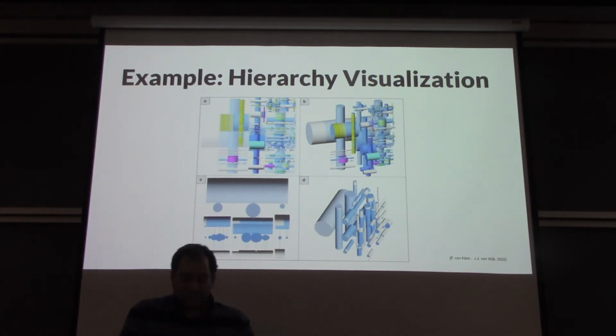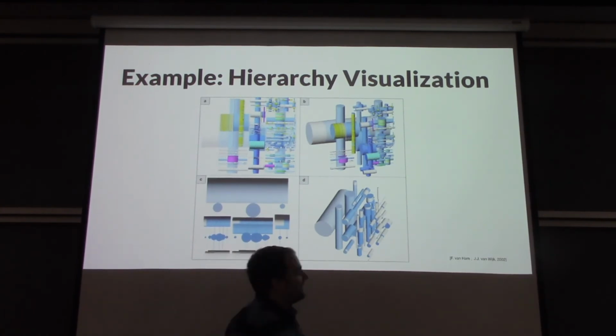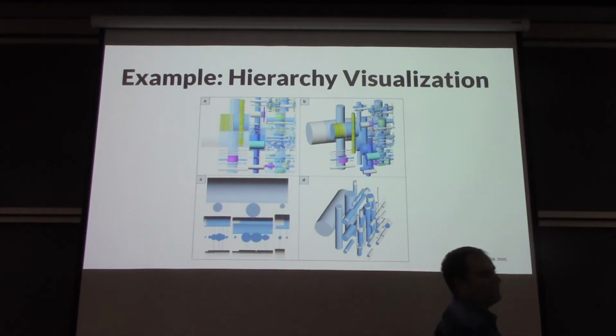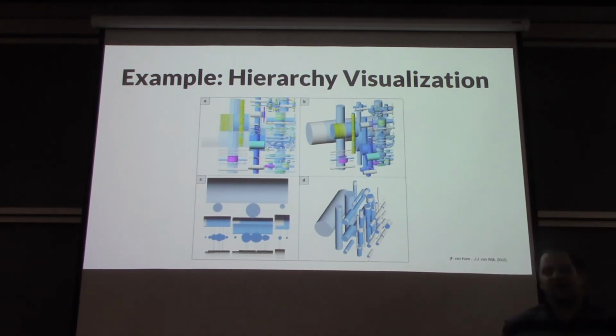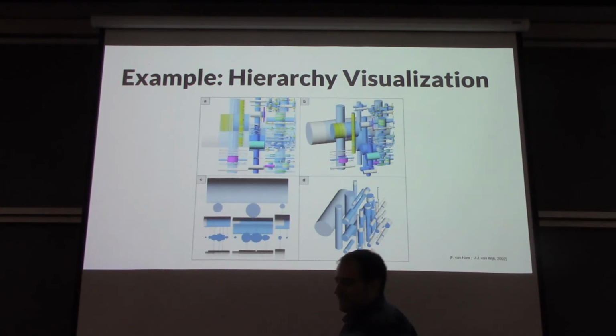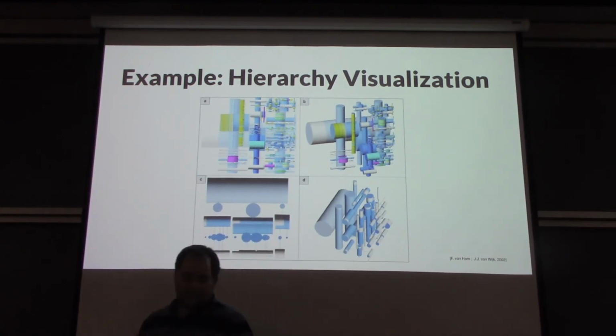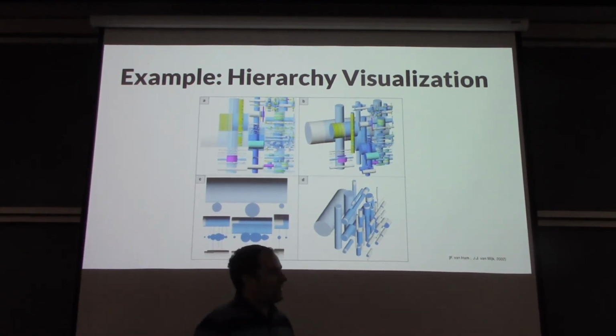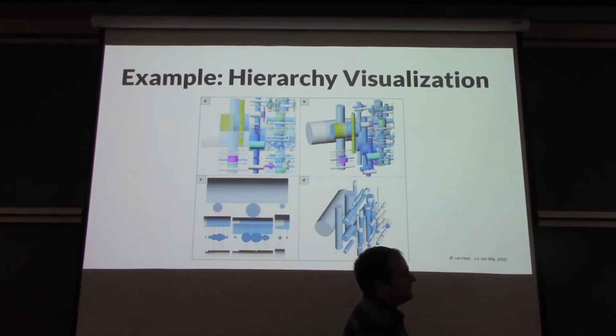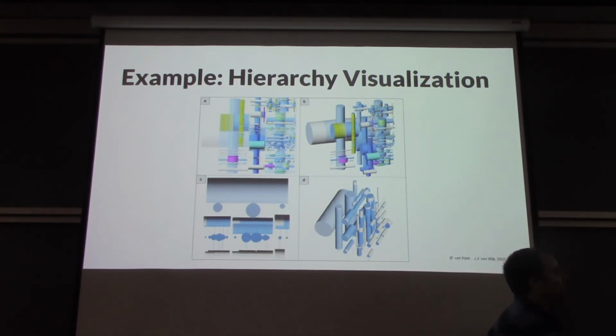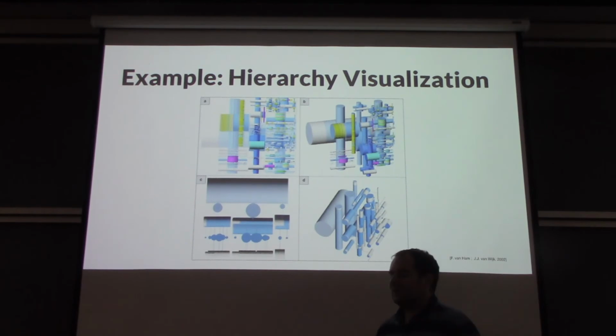Here is an example. This is actually from those two people, Frank van Ham and Jarke van Wijk. They're very, very respected visualization researchers, both of them from the Netherlands. This was from the wild years of information visualization, and here they were experimenting with how we can visualize hierarchies, like trees.